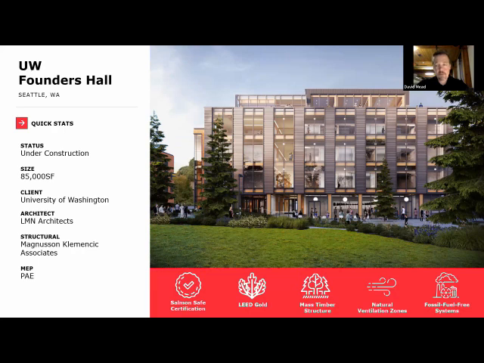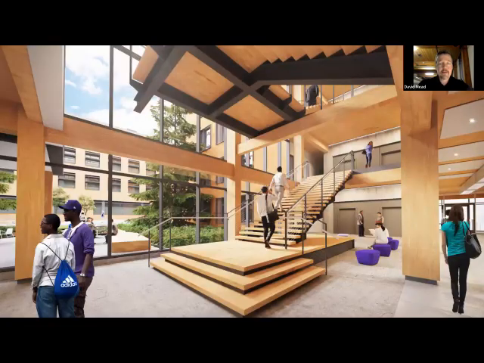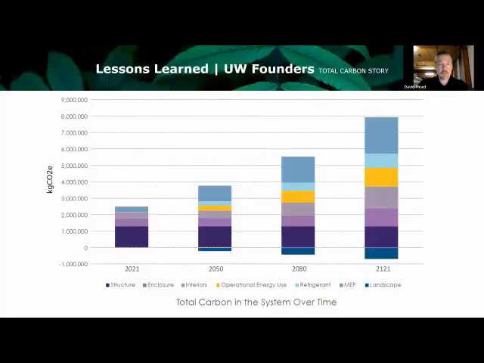It's a mass timber structure and has a number of interesting design features, including being fossil fuel free. It's an interior rendering of it. And one of the lessons learned from it, we looked at emissions with LMN closely over 100 years, trying to understand how does this progress?